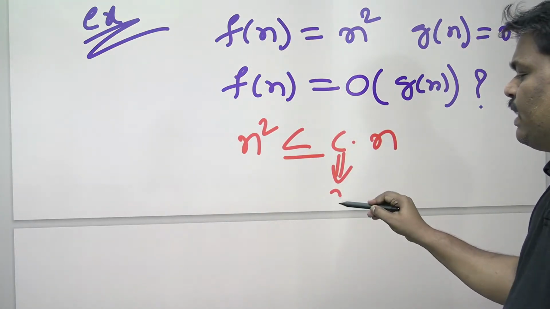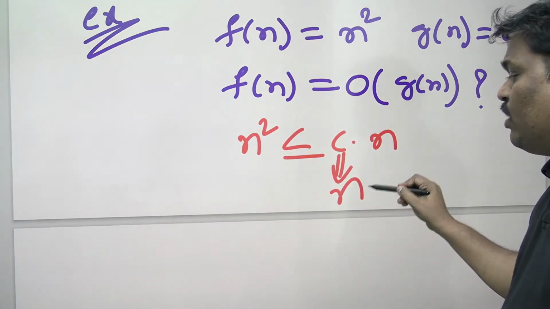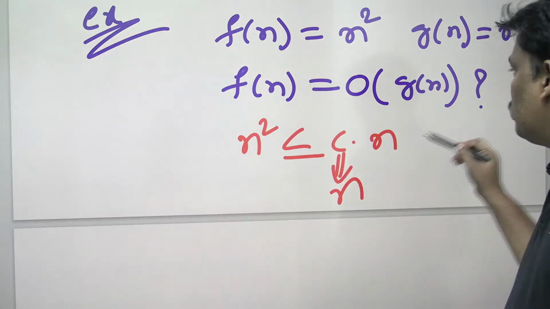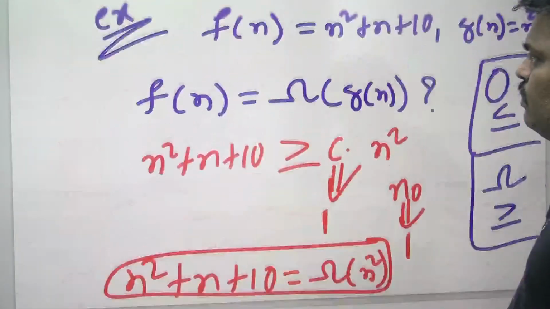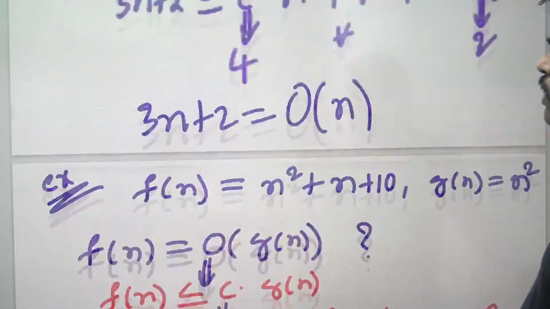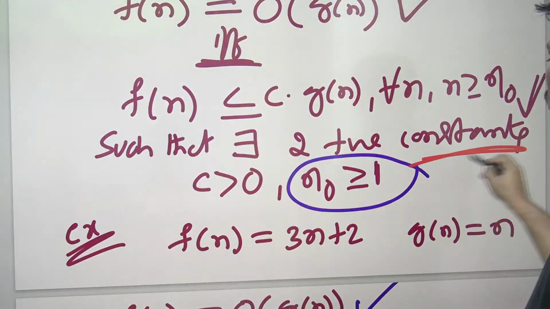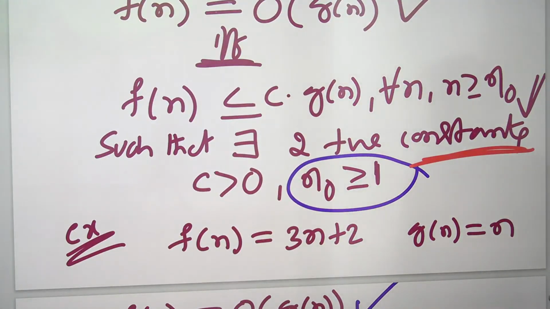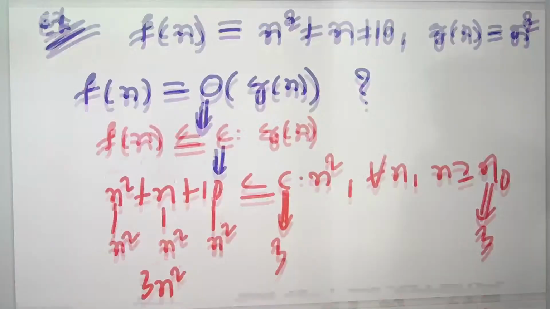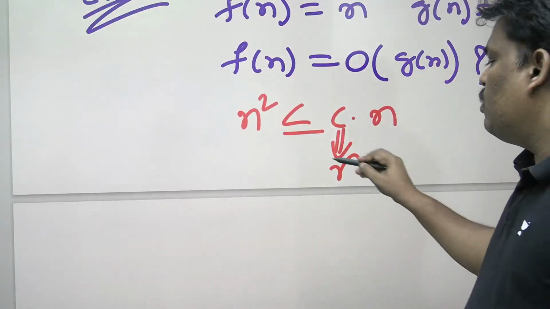Some people are saying, can I take c value n? If you take c value n, c becomes a function. But can you see the definition of big O? What is the definition of big O? Such that there exist two positive constants. You have to take only constants. You cannot take a function. Please be careful. So c value n is not allowed.